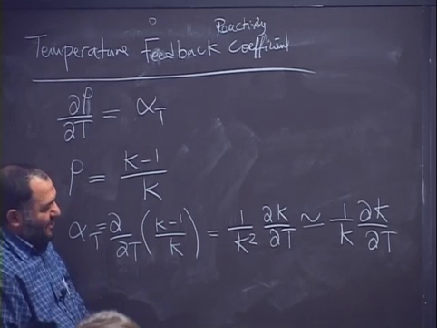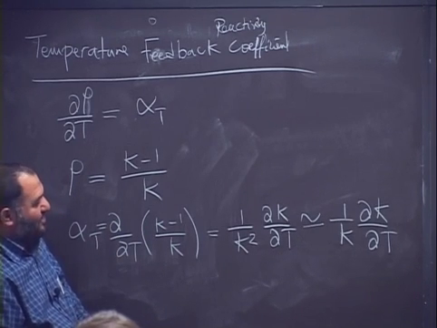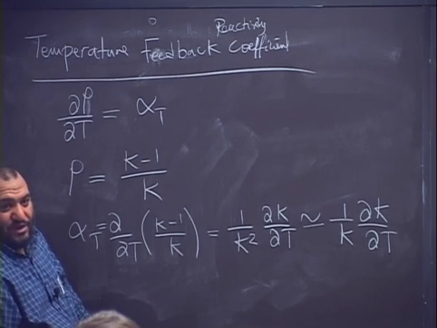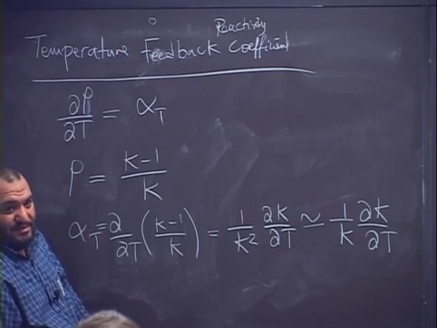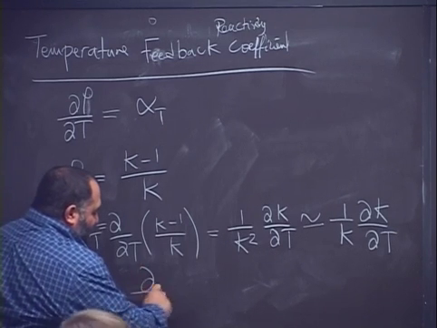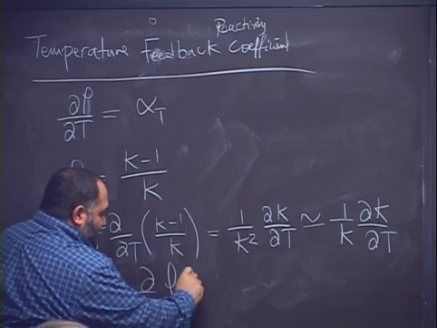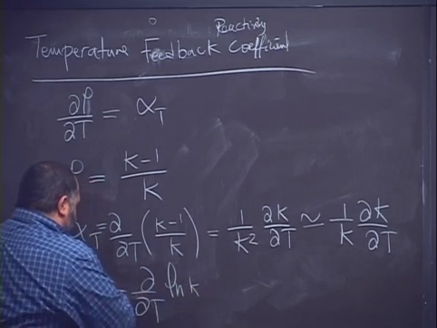Can I rewrite it in a more mathematical or elegant form? What is 1 over x dx by dt? I can write this as d by dt of ln K.